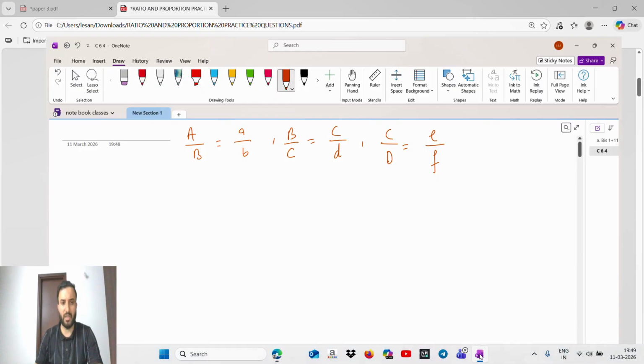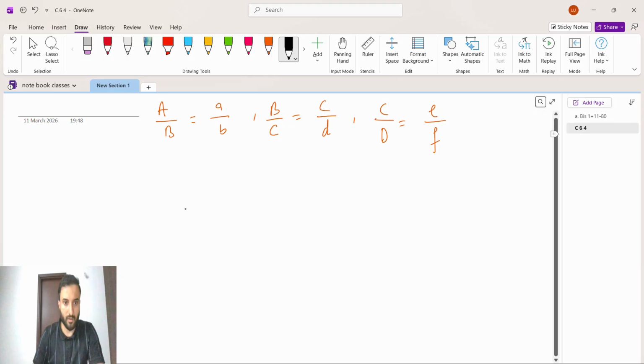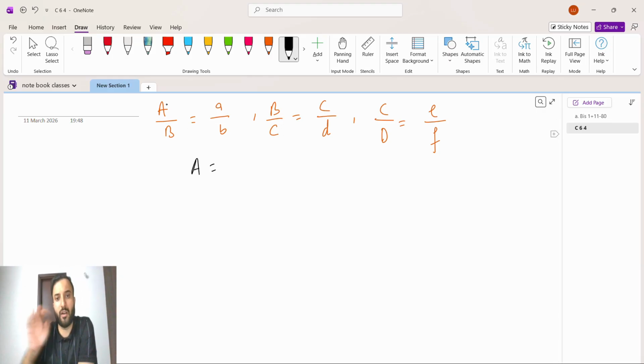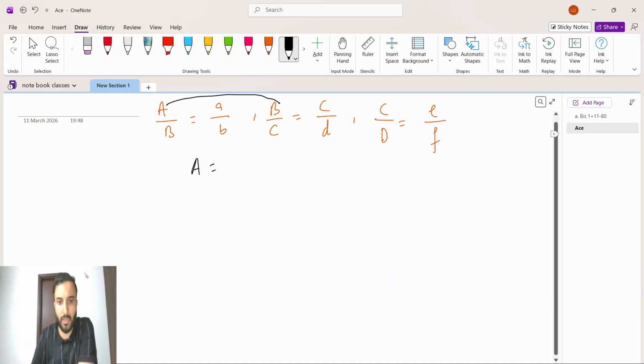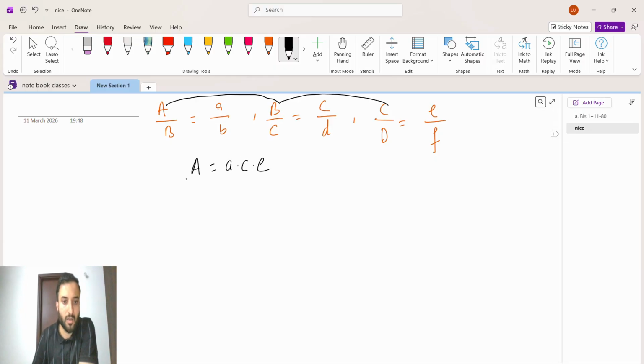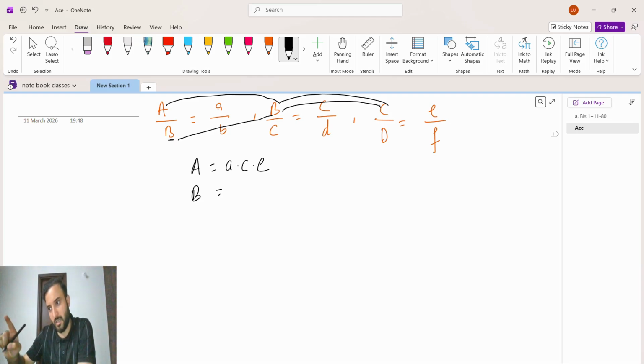Okay, so very simple thing, guys. What will we do? A is in the numerator, so we will continue with the numerator. A to B, B to C. So A into C into E. Now for finding B, what will we do? B is here. We will start from B. B will go to B, then after that, continue C, then C, D, E, like that. So it will be B into C into E. The value we will write.